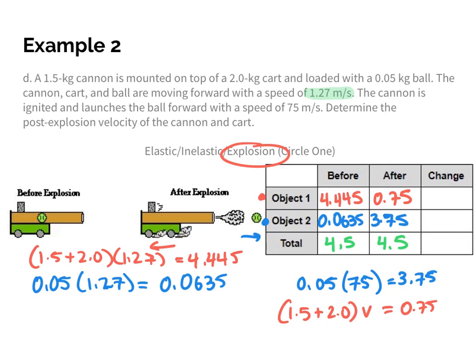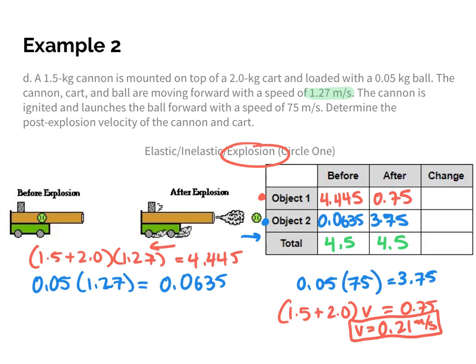Okay, and if I solve for v by just dividing by 3.5, which is the total mass, I get a post-explosion speed of 0.21 meters per second. So the 2 objects are going to slow down considerably, and again, that is because the tennis ball's mass is so much less compared to those 2 objects.